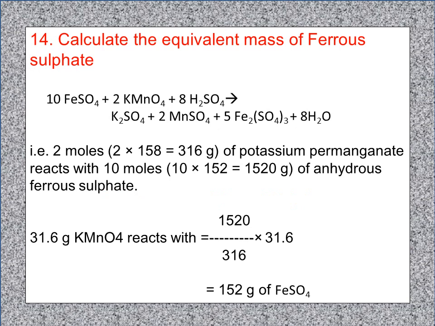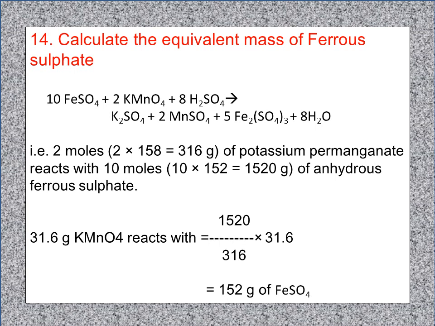Let us calculate the equivalent mass of ferrous sulfate. Ferrous sulfate reacts with potassium permanganate in the presence of an acid, and gets oxidized to ferric sulfate. Fe2+ is converted to Fe3+ using potassium permanganate. Now instead of using any other factor, we are using only number of moles. Here you see how many moles of potassium permanganate are reacting.